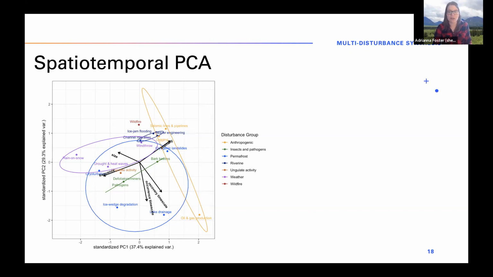these disturbances. So it's interesting to note that the loadings for frequency and intensity, as well as size and timeline, are opposite one another, indicating a negative correlation. And then we can also see that some of these groups are clustered, like say the anthropogenic disturbances in orange, whereas others span the range of the first two principal components, like permafrost in blue.